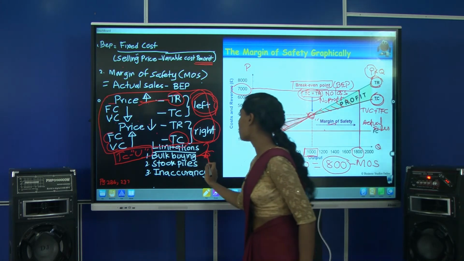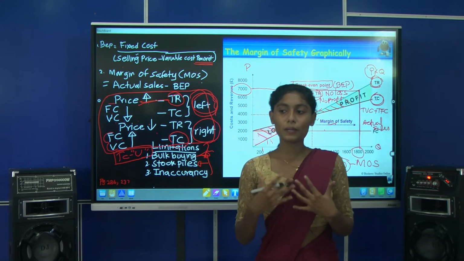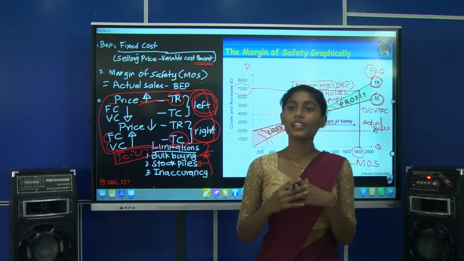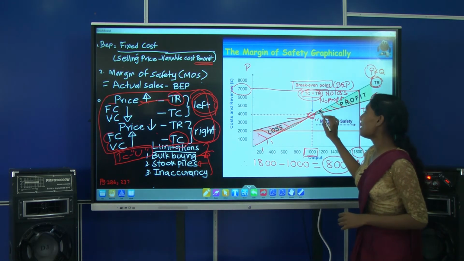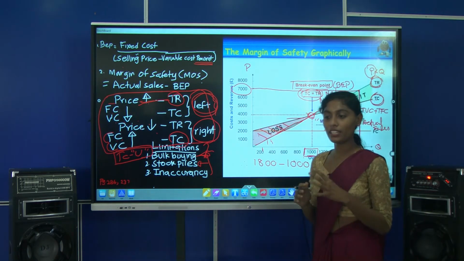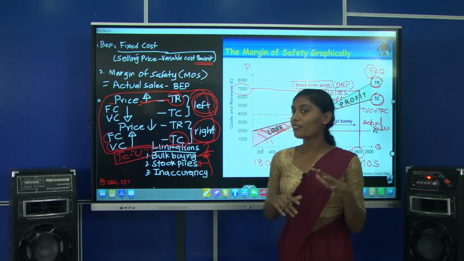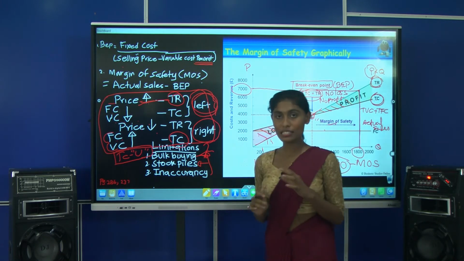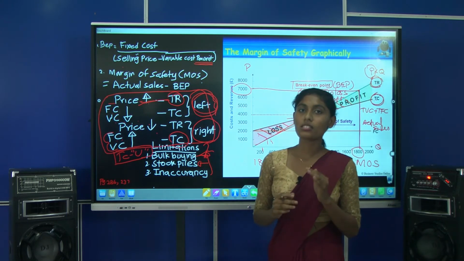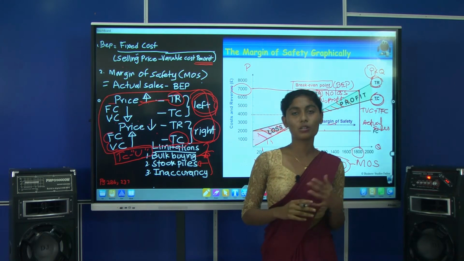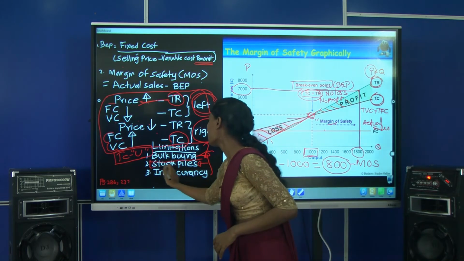Second one is the stockpiles. Stockpiles means whatever units we produce, we don't sell everything to the market. But when drawing the BEP point, we assume that we have sold all the stock we have. But when it comes to practicality in business, businesses won't sell all their stock. They will store some of their units in their warehouse or storage. That is what we call stockpiles.